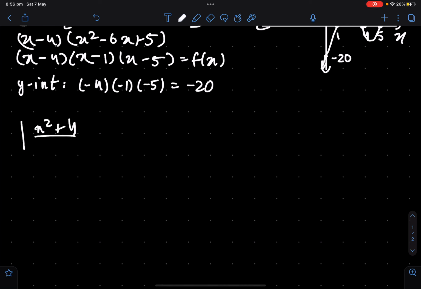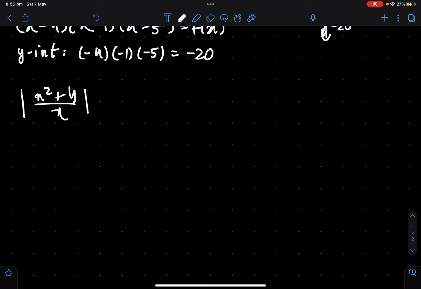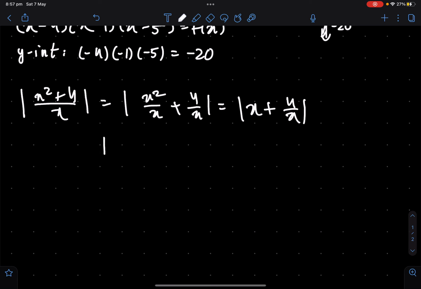(x squared plus 4) on x, and that is under an absolute value. Now for this question, it is a bit difficult. We need to think about this logically. Our main starting step would be splitting up the inside fraction into two fractions. We see that this had the same value inside. This expression just becomes x plus 4 on x.